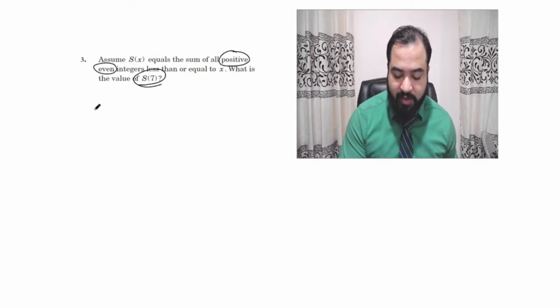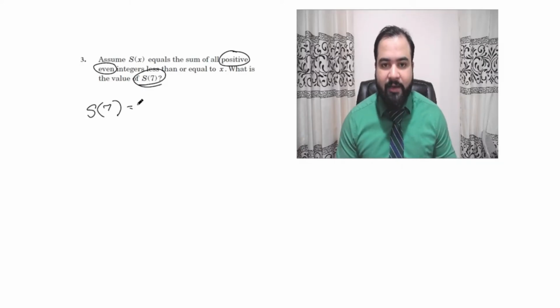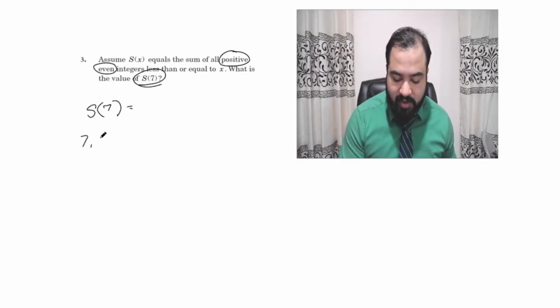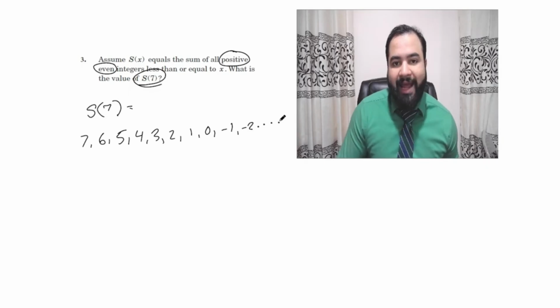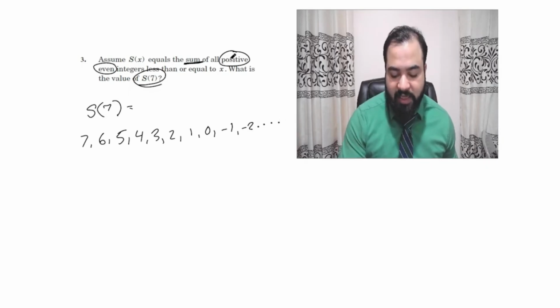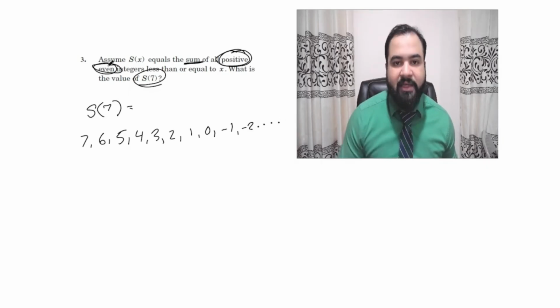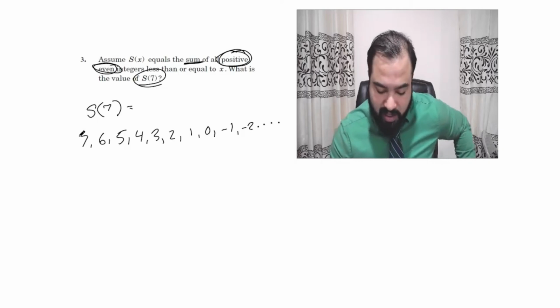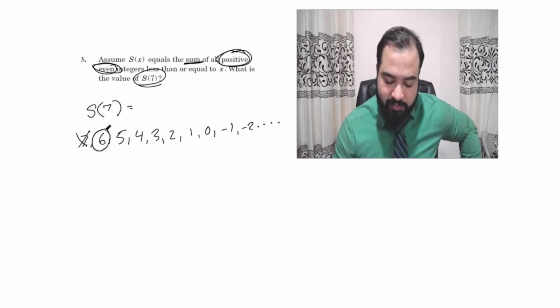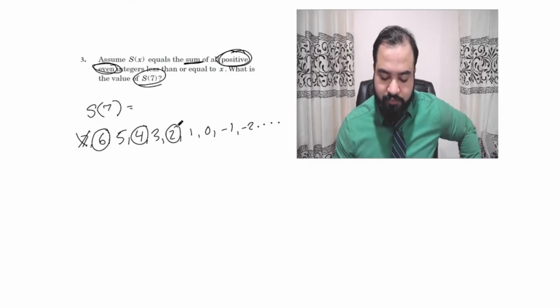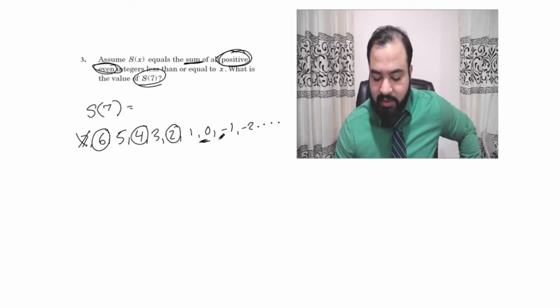So here we have s of 7. So let's find all the numbers that are less than or equal to 7. So the numbers are 7, 6, 5, 4, 3, 2, 1, 0, -1, -2, and it keeps going. But we're not going to add all the numbers. It says the sum of all positive and even. So 7 is not even, so we cross it out. If you're looking for positive and even, we can pick 6, 4, 2.